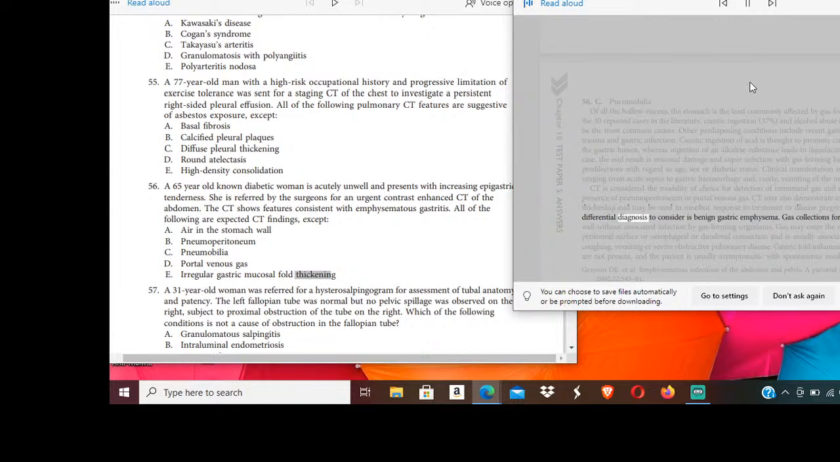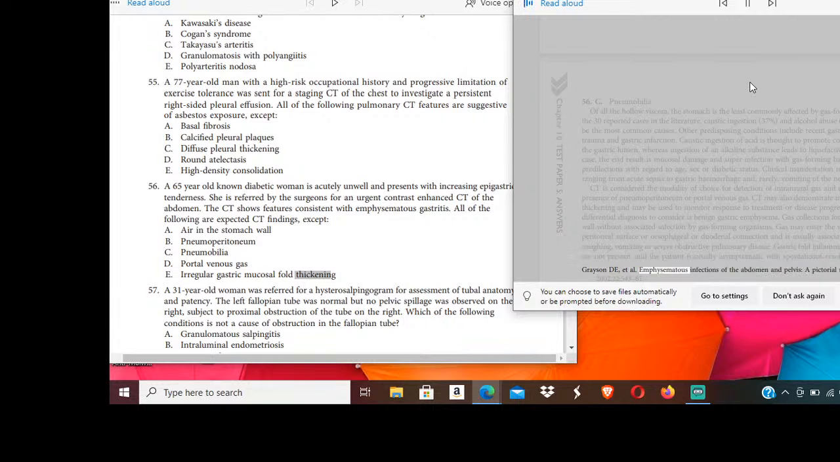An important differential diagnosis to consider is benign gastric emphysema. Gas collections form within the gastric wall without associated infection by gas-forming organisms. Gas may enter the wall from the lumen, peritoneal surface, or esophageal or duodenal connection, and is usually associated with violent coughing, vomiting, or severe obstructive pulmonary disease. Gastric fold inflammation and thickening are not present, and the patient is usually asymptomatic with spontaneous resolution expected.